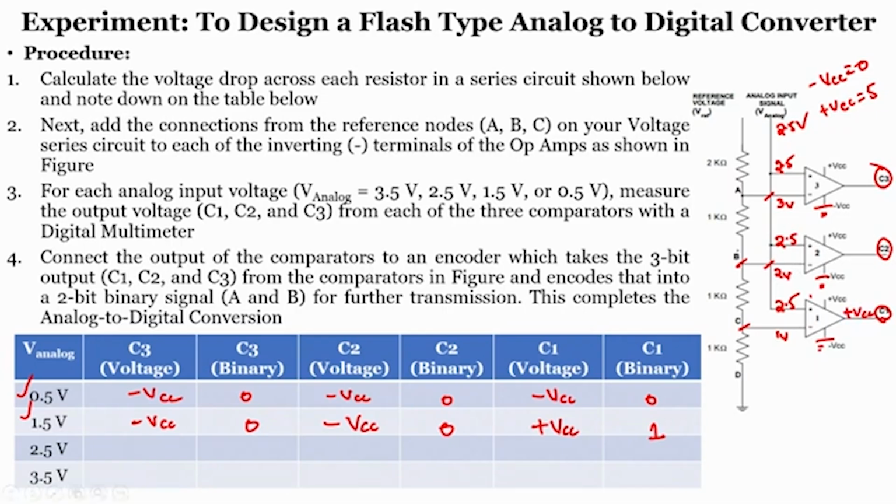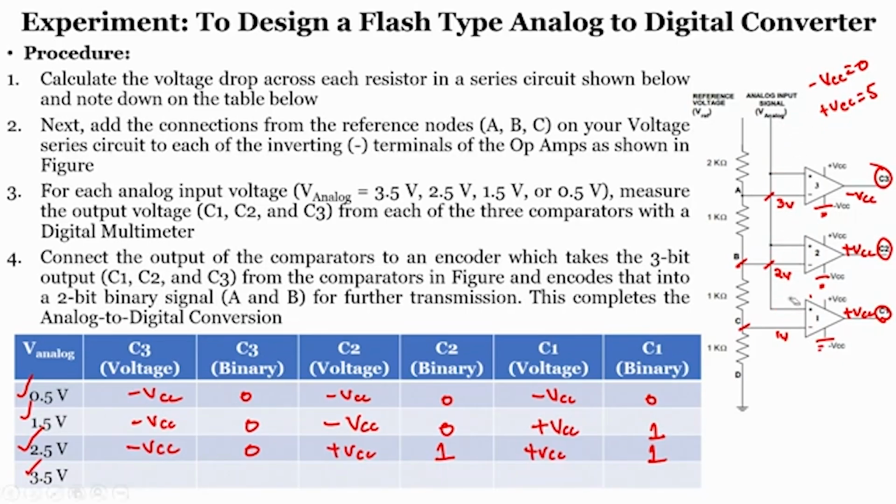What about comparator 2? When you see comparator 2, the positive terminal voltage is higher than the negative terminal. Even in this case, you will get an output as plus VCC. What about here? The negative terminal voltage is higher, so this will become minus VCC. If I write it in the table, C1 is 1 with voltage plus VCC, C2 is also 1 with voltage plus VCC, and C3 is still 0 with minus VCC for 2.5 volts. Now, what for 3.5?